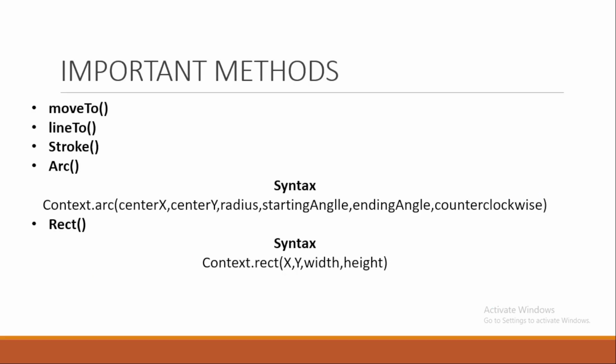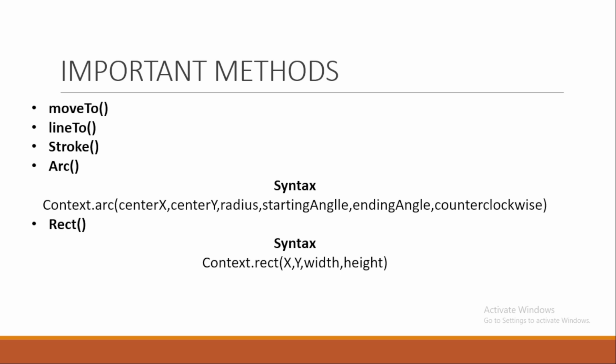Before we get into the coding part of this project, there are certain concepts or methods that we have to know. The first method is the moveTo method that defines the position of the drawing cursor onto the canvas. The second method is the lineTo method that is used to define the coordinate of the line's endpoint. The next method is the stroke method, which is used to make the line visible.